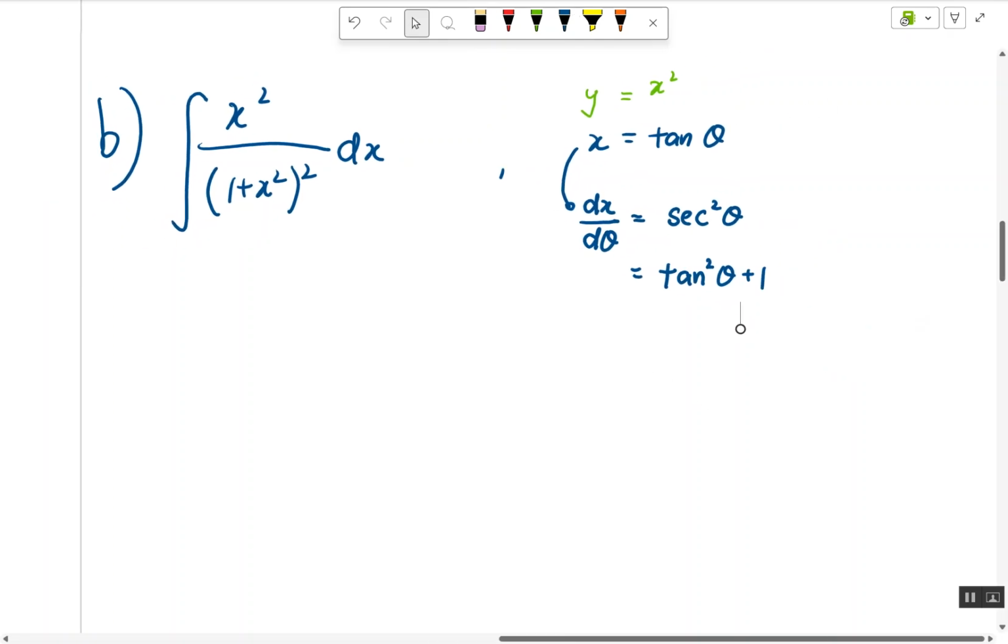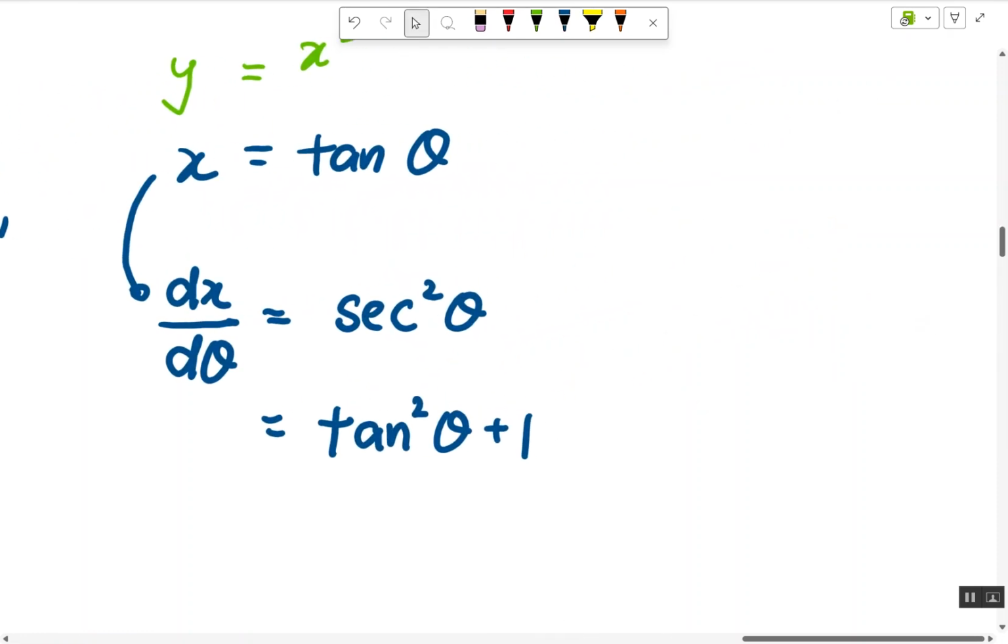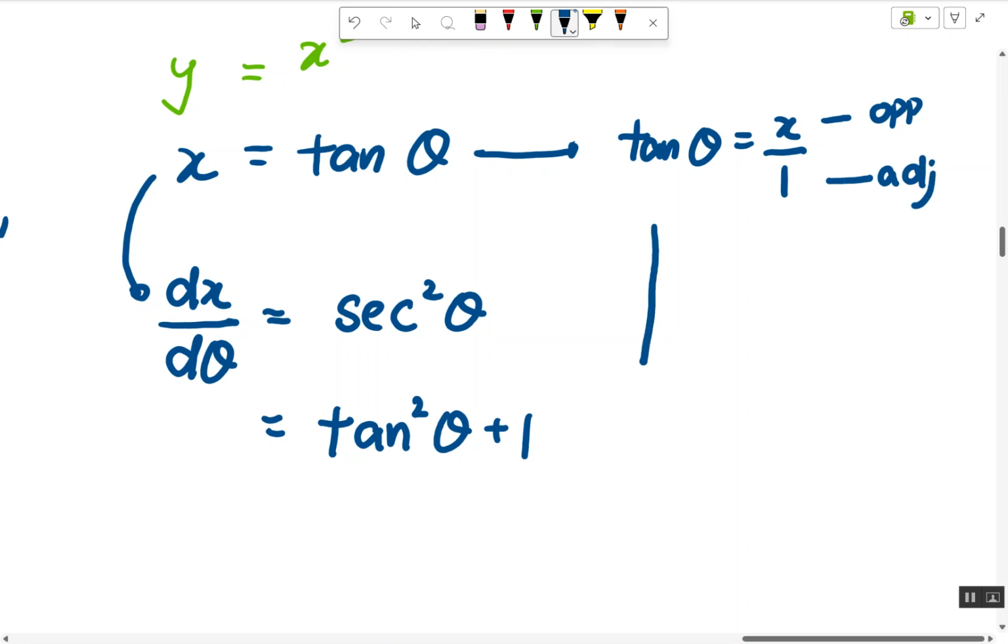Okay? The next thing is, when you have a trigo in your substitution, you must know you have to draw a triangle. Tangent theta equals x. X is x over 1. This is my opposite, this is my O over A, adjacent. Draw a right angle triangle. Theta here. Opposite x, adjacent 1. This guy is square root of 1 plus x squared.